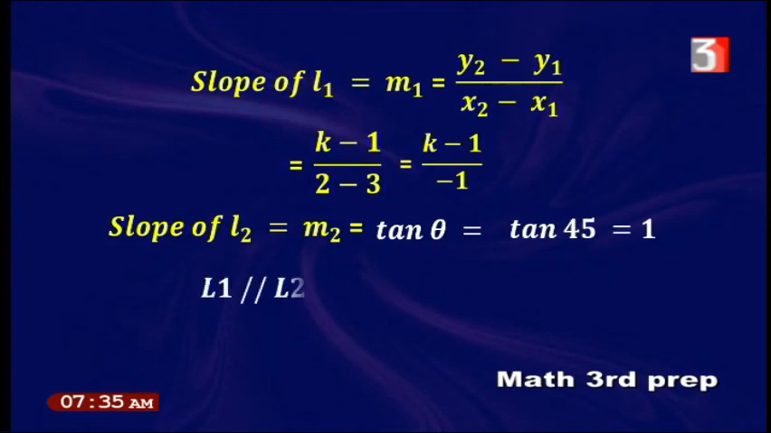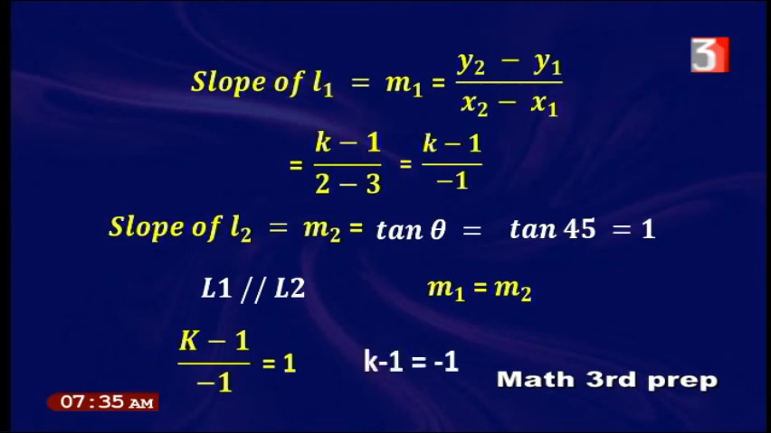As L1 is parallel to L2, then M1 is equal to M2. Then k minus 1 over negative 1 equals 1. By making cross multiplication, k minus 1 equals negative 1, and we are going to obtain a result for the value of k as 0. So k equals 0.